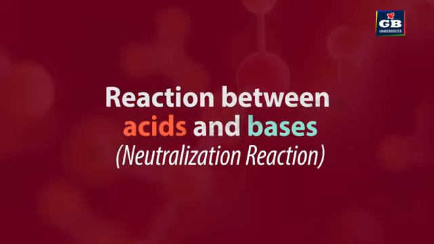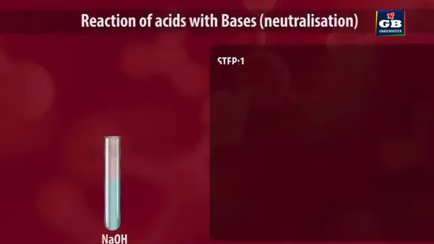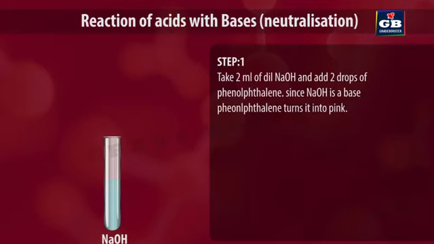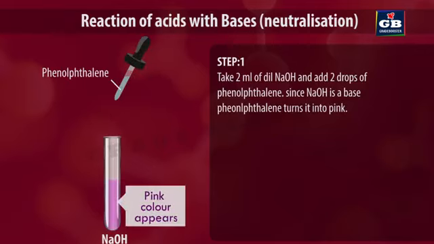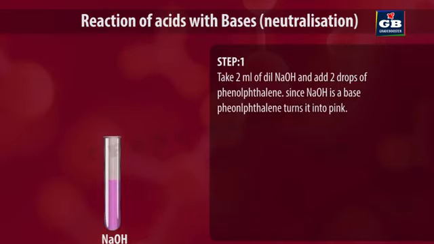Now let us see the reaction between acids and bases. Let us see an activity to understand this. Take 2 ml of dilute sodium hydroxide and add 2 drops of phenolphthalein. Since sodium hydroxide is a base, phenolphthalein turns it pink.